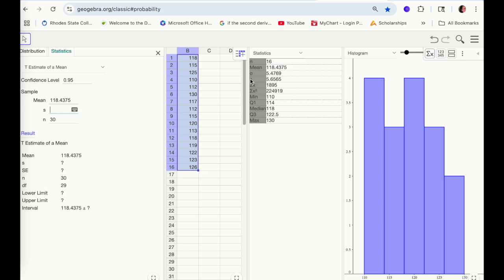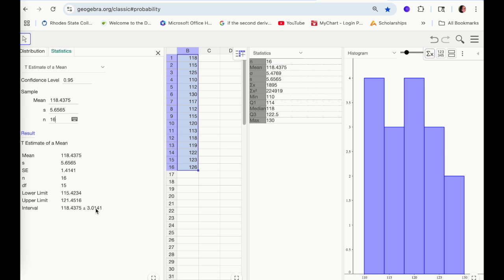Okay, for S, our sample standard deviation, that's 5.6565. I got that from right here. My sample size is 16. And now we have our T interval down here. Our lower limit is 115.4234, and the upper limit is 121.4516. And here's the error. I'm going to copy that down so that we can check this by hand. We need to find the T-score to calculate the error first.